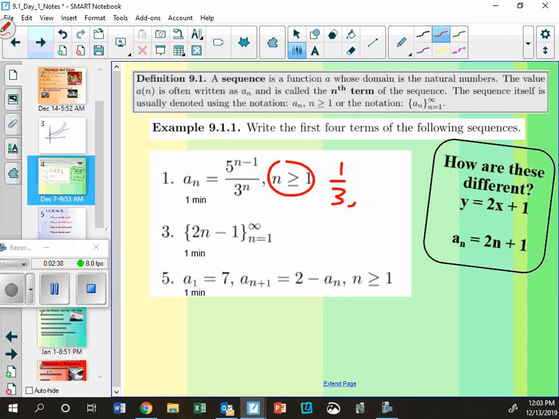Now let's put in 2. Just to clarify, you don't use like 1.5. So the next term we're going to put in is n equals 2. You put a 2 here, 2 there. 5 to the 2 minus 1, which is the same as 5 to the 1, which is 5, over 3 to the second, which is 9, 5/9. 5/9 was the second term. Raise your hand if you got that too. Okay, let's get the third one.